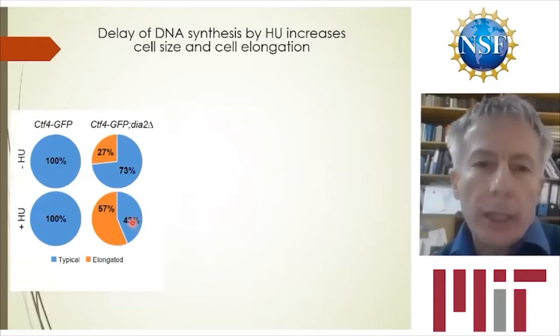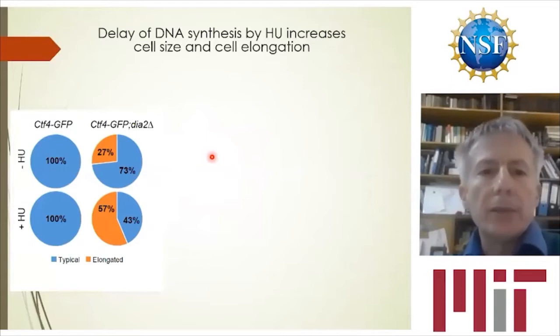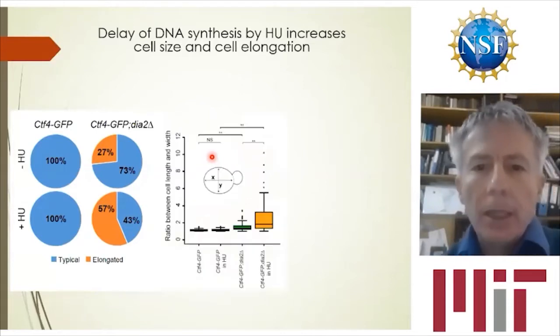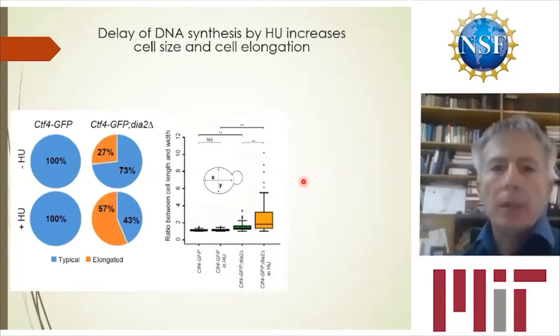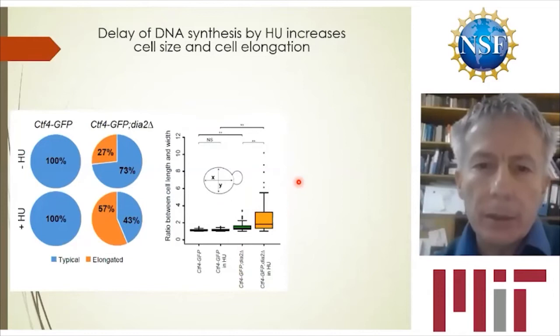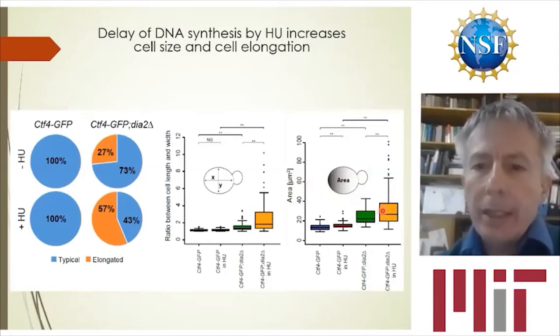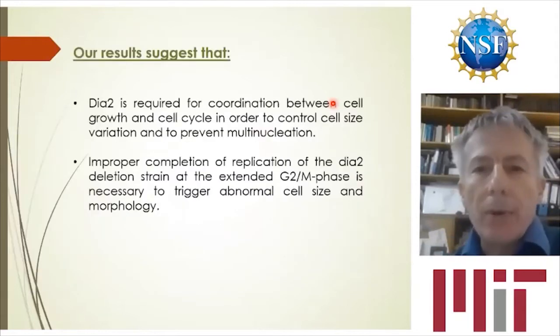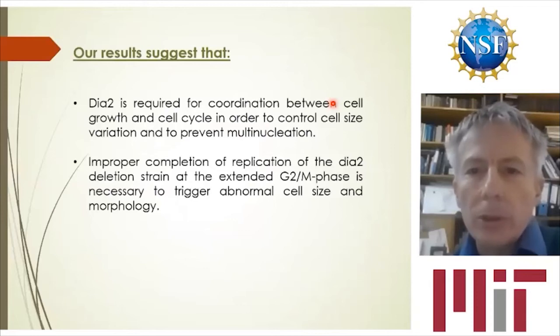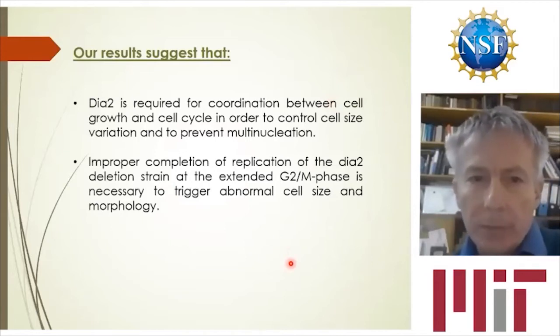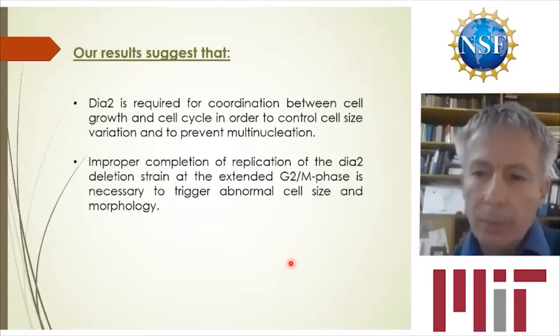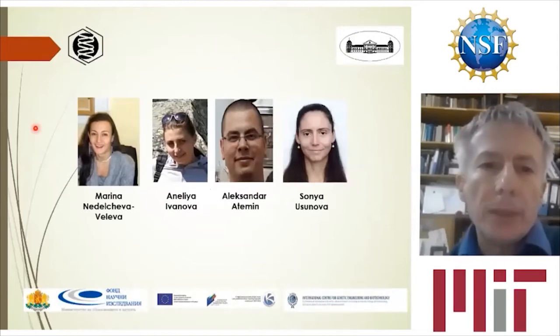And when we add the hydroxyurea, the percent of the elongated cells increased from 27% to 57%, and also the size of the cells: the ratio between the X and Y axis also increases, and the area increases, which means that DIA2 is required for coordination between cell growth and cell cycle in order to control cell size variation and to prevent multinucleation. But improper completion of replication in the DIA2 deletion strain and the extended G2/M phase is necessary to trigger abnormal cell size and morphology.